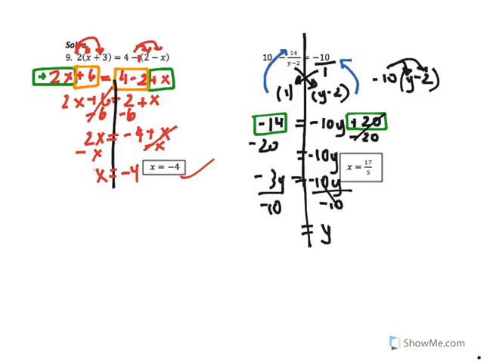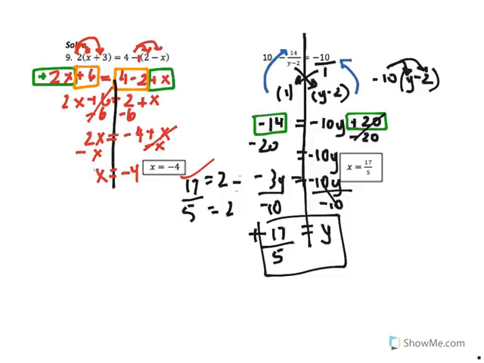Negative 34 divided by negative 10. The negative divided by a negative gives me a positive. I'll move that over to positive. And I reduce by dividing the numerator and the denominator by 2. I get 17 divided by 5. The answer is 17 divided by 5.